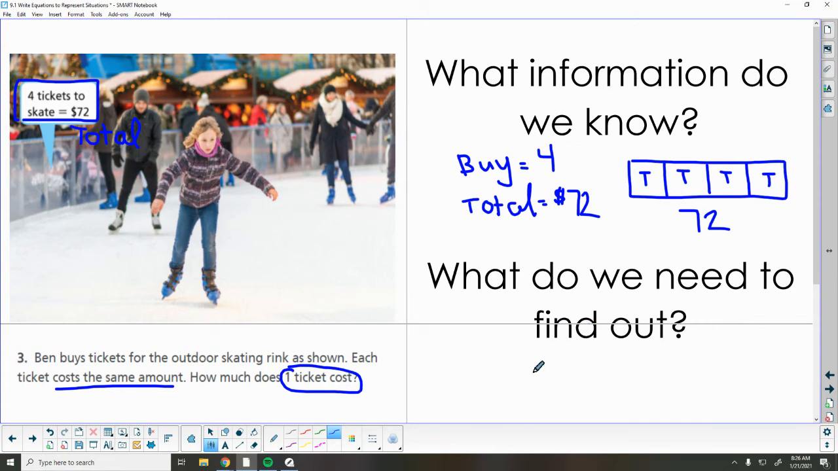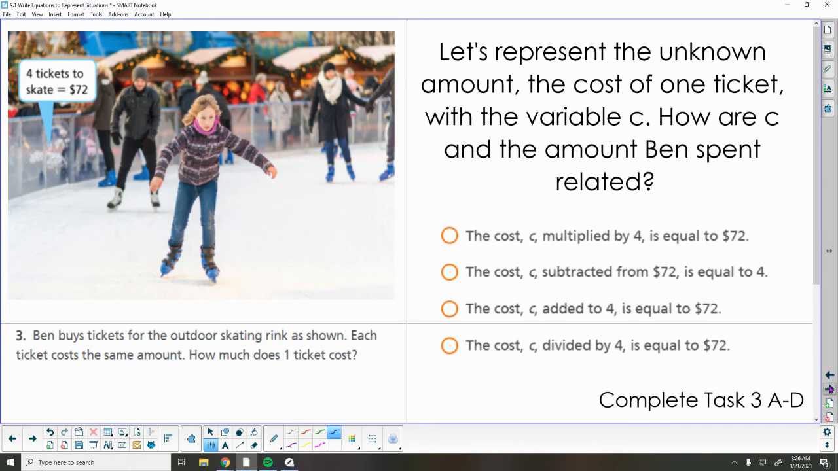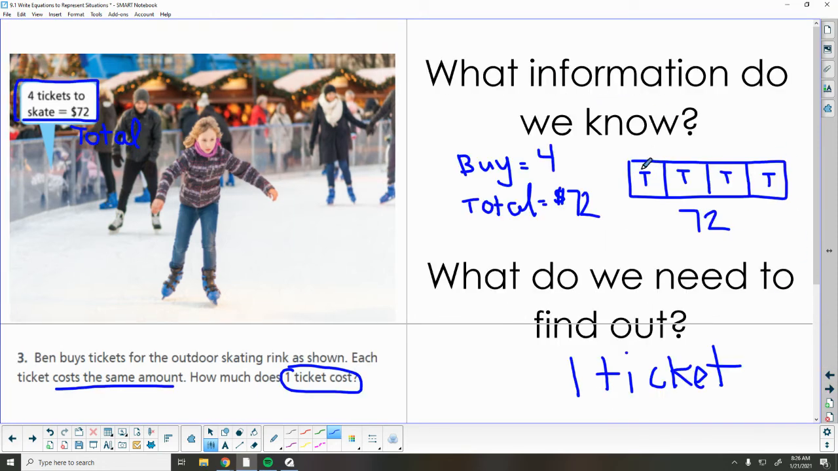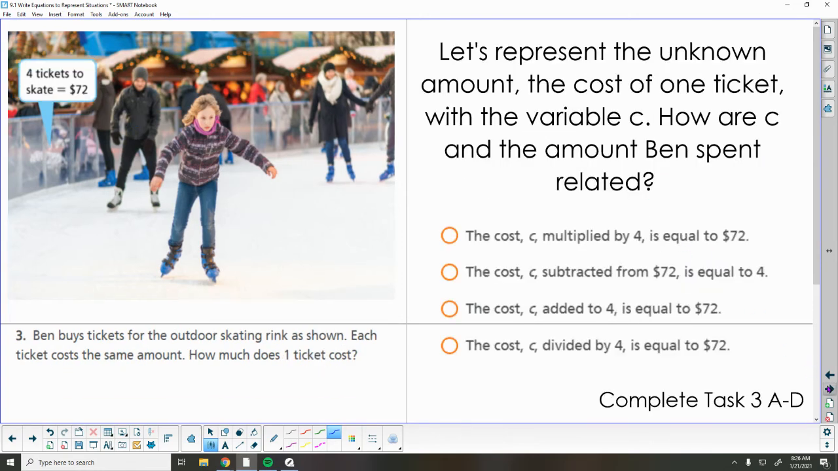So what do we want to find out? We want to find out the price of one of these tickets. So we want to know the price of one ticket. So using that information, we're going to say that the unknown cost of one ticket is C. So I put T's and they chose for ticket, and they chose to put a C for cost of the ticket. So we can just switch those out. So these are all C's. We want to know one of these C's here.